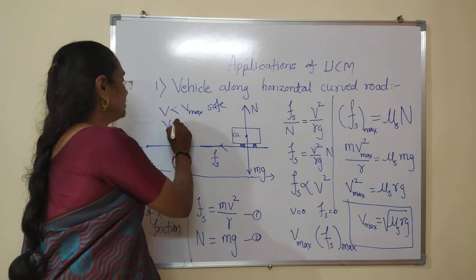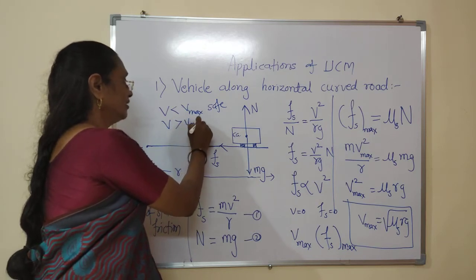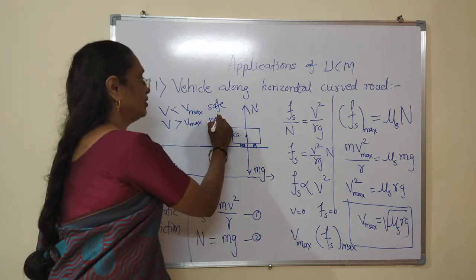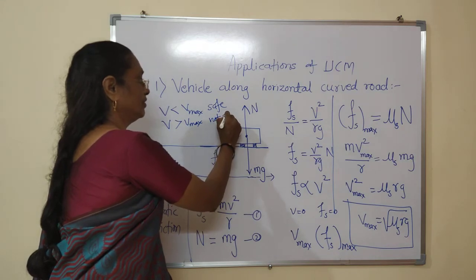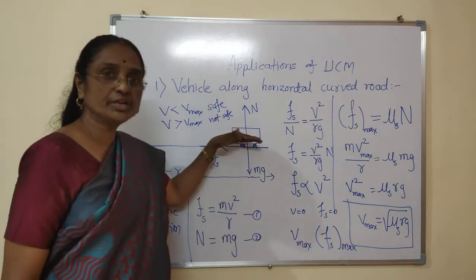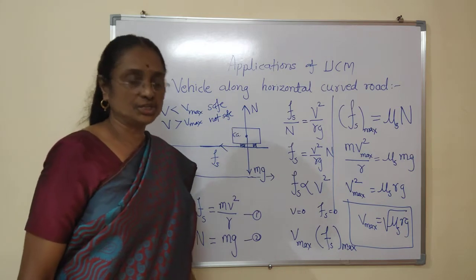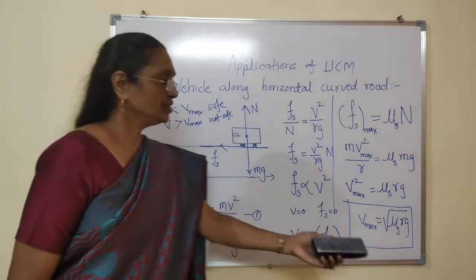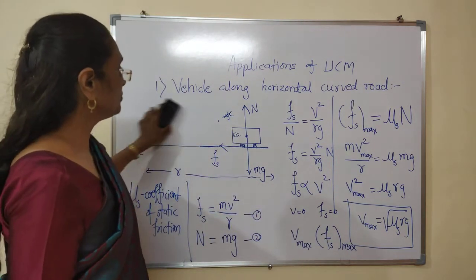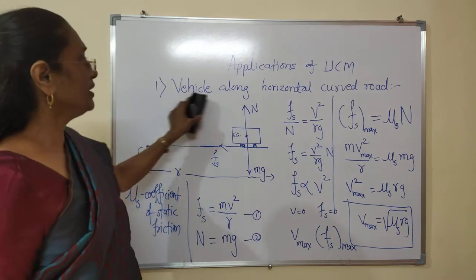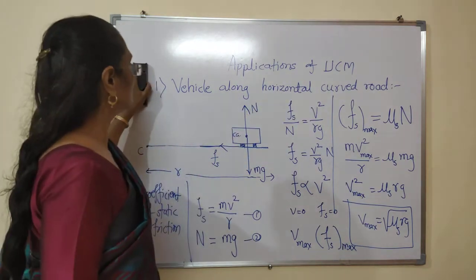If the speed limit is exceeded, then the car will not be safe. The car may skid along the tangent. So this is about the maximum speed limit for a vehicle along a horizontal curved road.